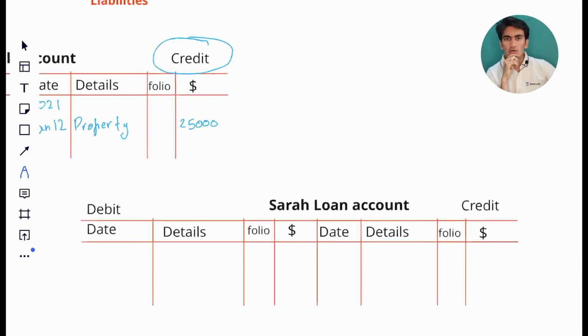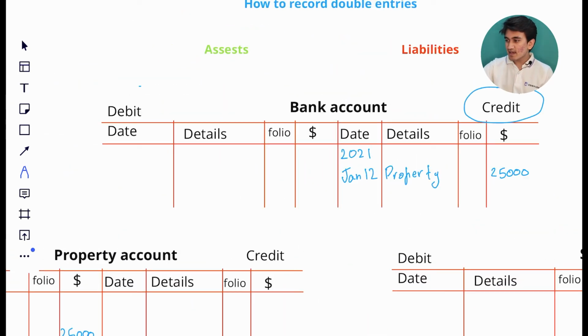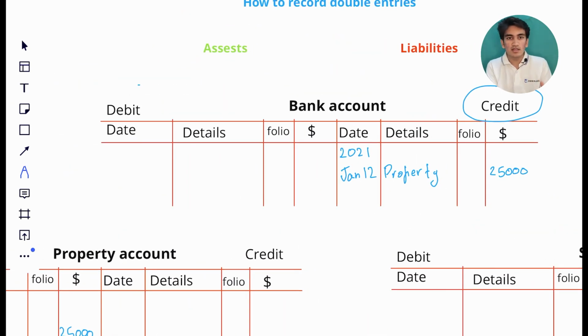So who is giving the loan over here? Sarah. So Sarah is the giving party. That's why her account will be credited, Sarah loan account. At the same time, which account is receiving? The bank account. It's receiving $35,000. So the bank account will be debited.